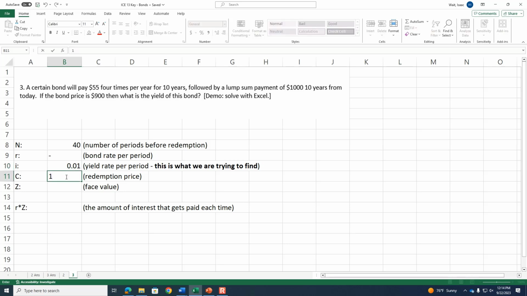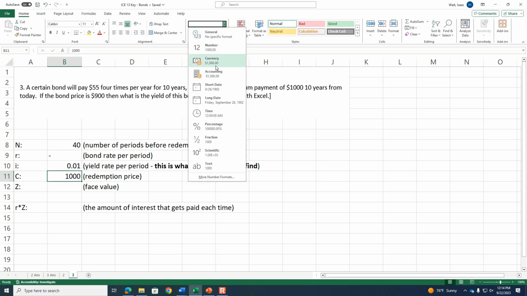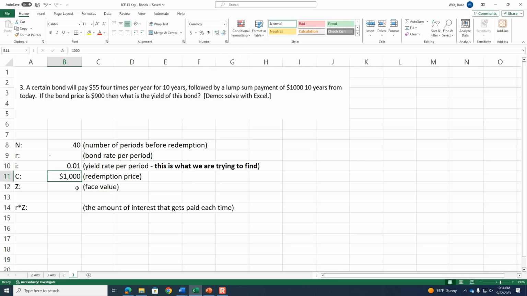Redemption price is 1,000. Let me format that as currency just because it is money. The face value, not defined. But R times Z, each time interest gets paid, it's $55.